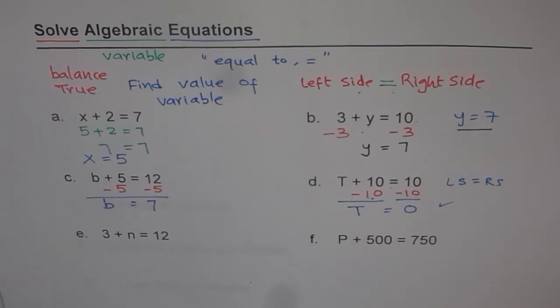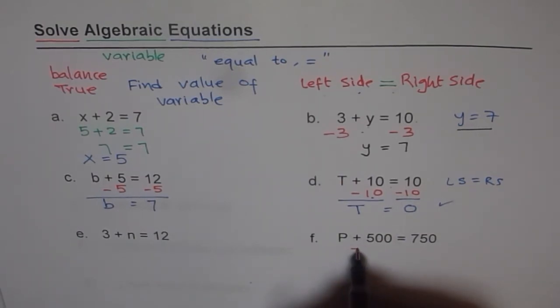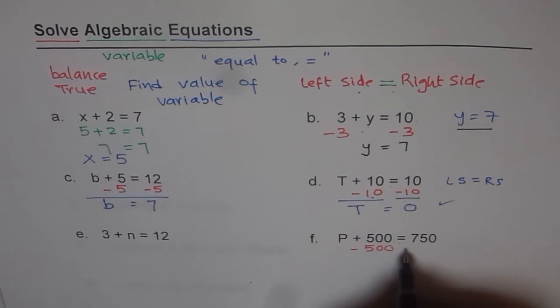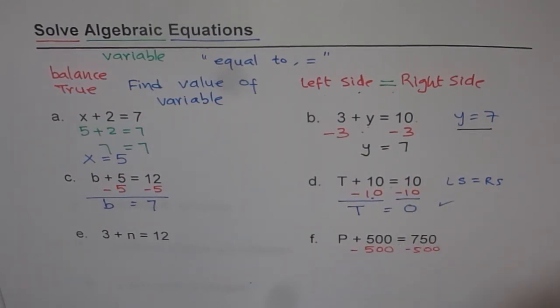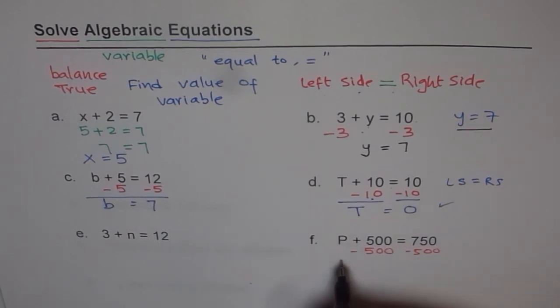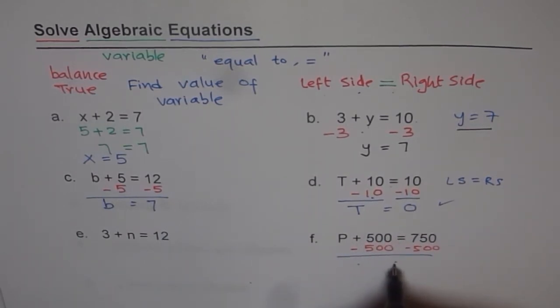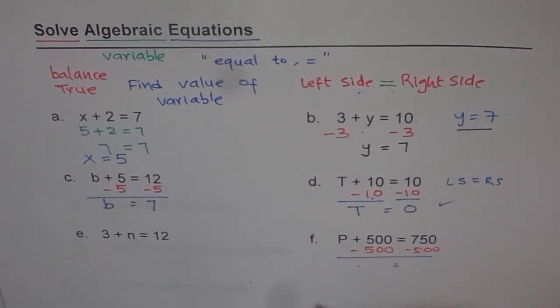How can you do that? Just take away 500 from each side. If you do minus 500, you get your answer. So do minus 500 and write down the answer. What is p equal to, correct? And then check, right? So like this, you should complete all your questions. One left for you, correct? Now do that and then move on to the next sheet.